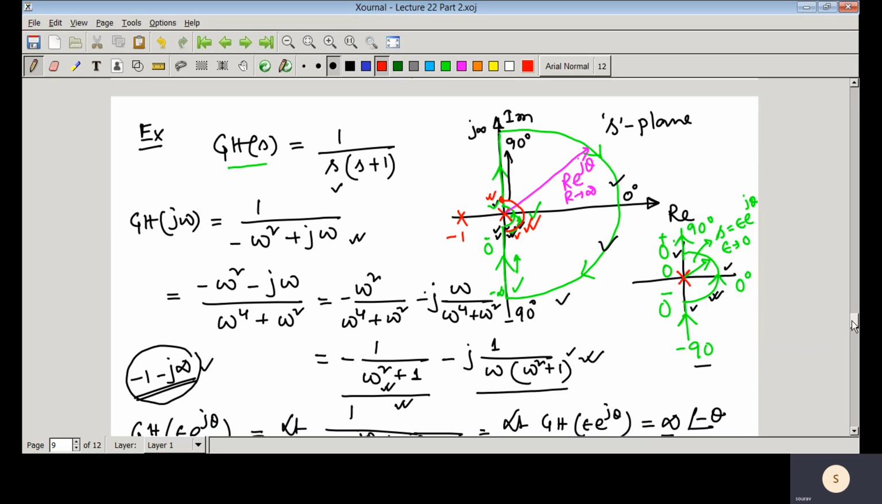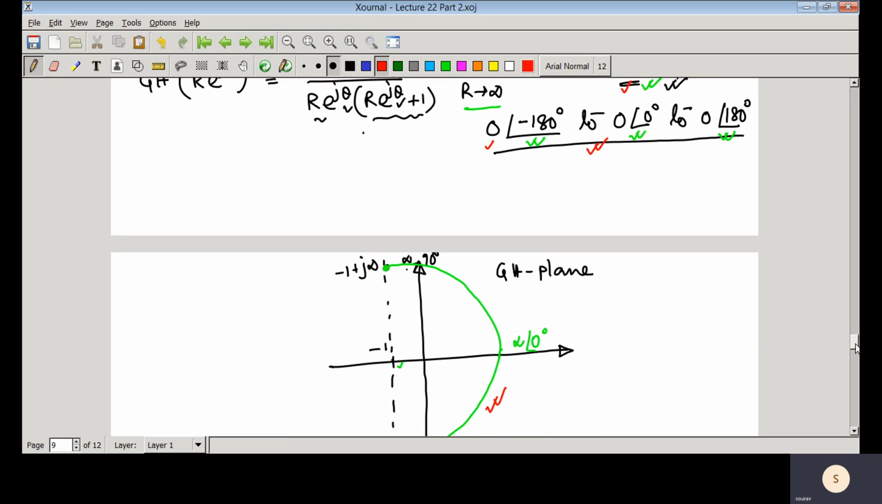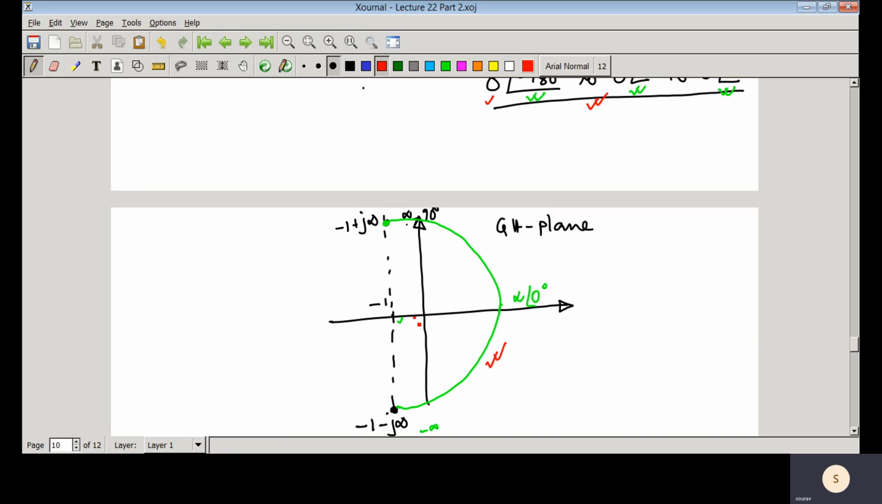So then you just keep on increasing that value, and when omega is increasing at this particular point, it would be omega tending to infinity. And let us see when omega tends to infinity. So that means you are here, that means it is tending to 0, and that is the minus 180 degree point. So that is that minus 180 degree point, and we'll be following the same logic.